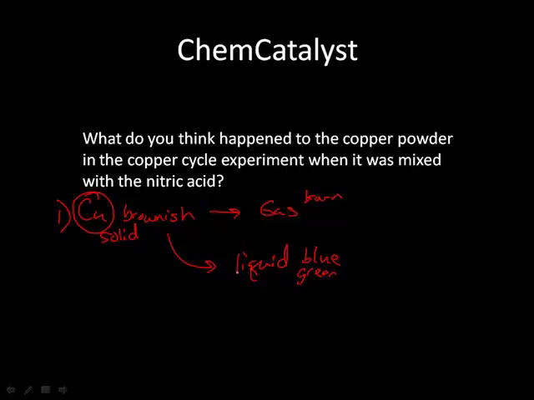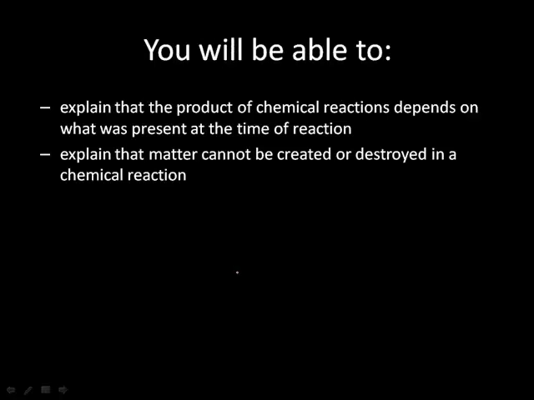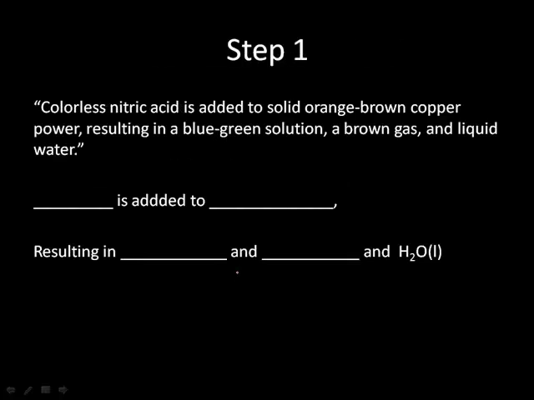So to look at this, we're going to look at what the copper was being added to, the nitric acid, and see if we can figure out or deduce based on our data from the previous lesson, lesson number 6, looking at our list. So you want to take out your list of all the substances we made observations about, their formulas, what they look like. From this, we're going to see what happens to elements in a chemical change. You'll be able to explain that the product of a chemical reaction depends on what was present at the time of reaction, and also that matter cannot be created or destroyed in a chemical reaction.